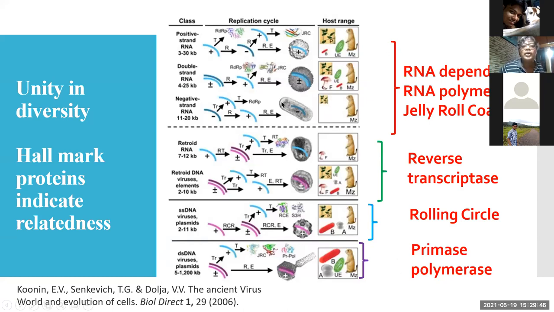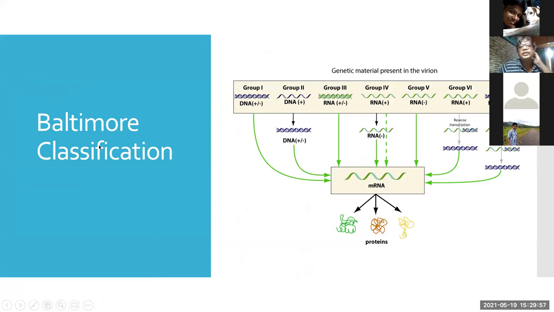And these are called hallmark proteins. That is, proteins that allow you to classify viruses in particular groups. These are called the hallmark proteins. If you go to what is known as the Baltimore classification, you can see a similar phenomenon. Although there are so many viruses, you can group them into seven groups depending on whether they are using DNA as their genomic material or RNA as their genomic material. So you should notice one thing: irrespective of whatever genomic material they have, they must produce their mature messenger RNA from which the proteins will have to be produced.